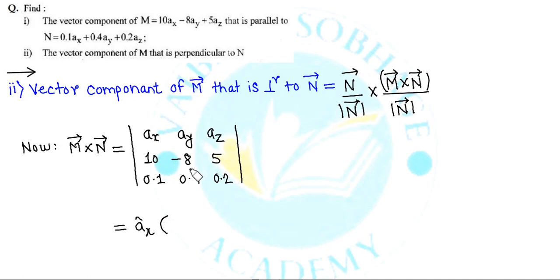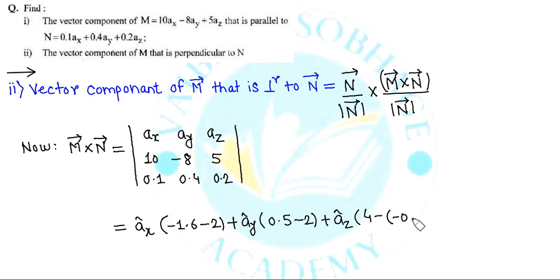So ax cap multiplied by, within the very first bracket, -8 into 0.2, which is -1.6, then minus 5 into 0.4, which is 2, plus ay into 5 into 0.1, which is 0.5, then 10 into 0.2, which is 2, plus az into 10 into 0.4, which is 4, then minus -8 into 0.1, so that will be minus 0.8.